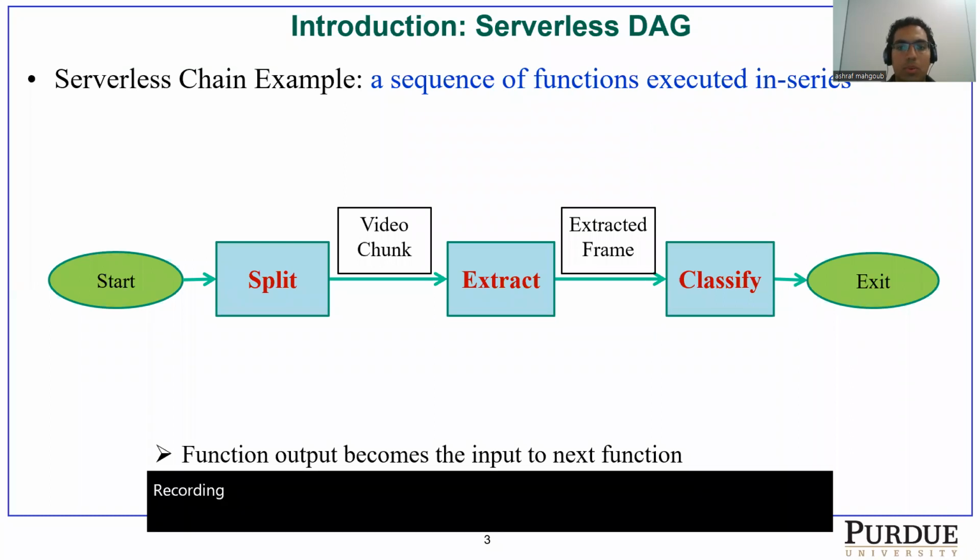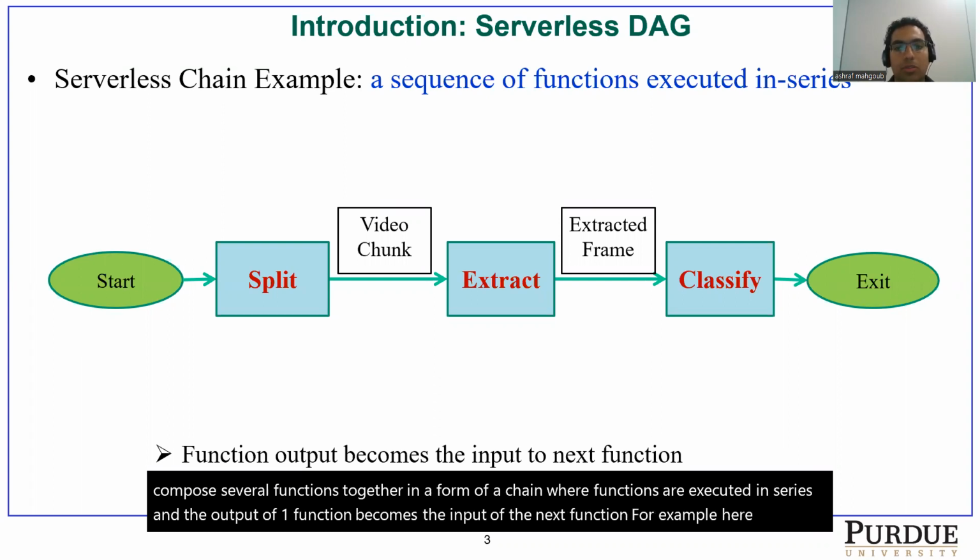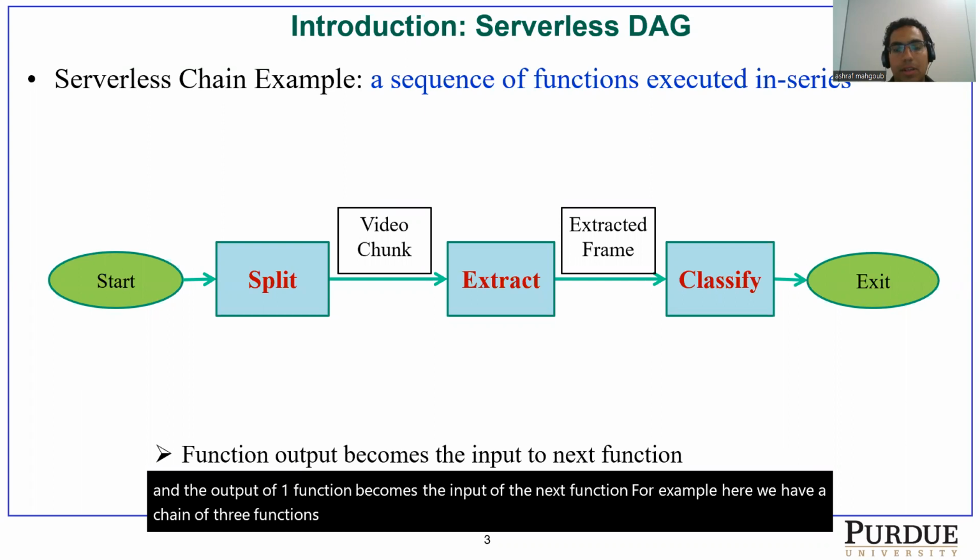In order to build an application in a serverless platform, users can compose several functions together in the form of a chain where functions are executed in series, and the output of one function becomes the input of the next function. For example, here we have a chain of 3 functions: split, extract, classify.